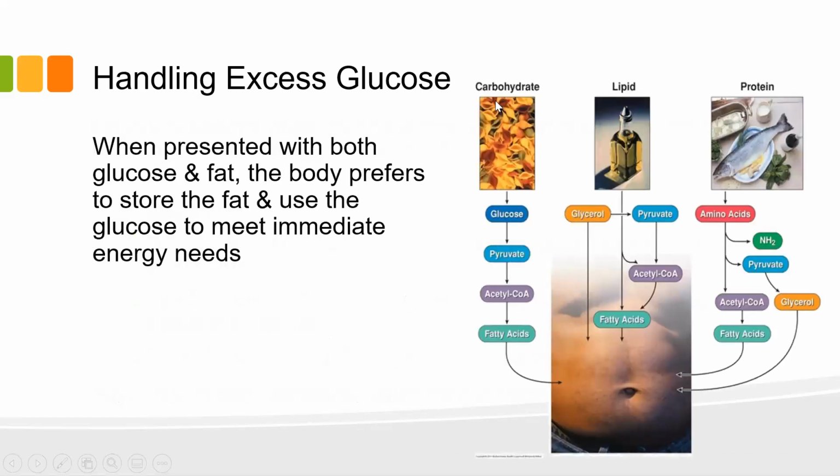So here's a little diagram here on the right. You can see you've got all of these food groups. You've got the carbohydrates, the lipids, and the proteins, and they all get broken down, and they can all get stored right here as fat. Not all fat is stored in the gut, and we'll talk about different types of fat a little bit later on in the semester.